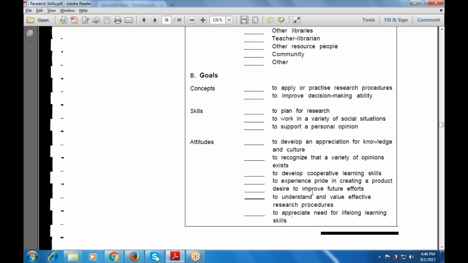To develop or experience pride in creating a product, desired to improve future efforts, to understand and value effective research procedures, to appreciate the need for lifelong learning skills. Those needs will be as per the requirement. These needs will be used for lifelong learning activities.